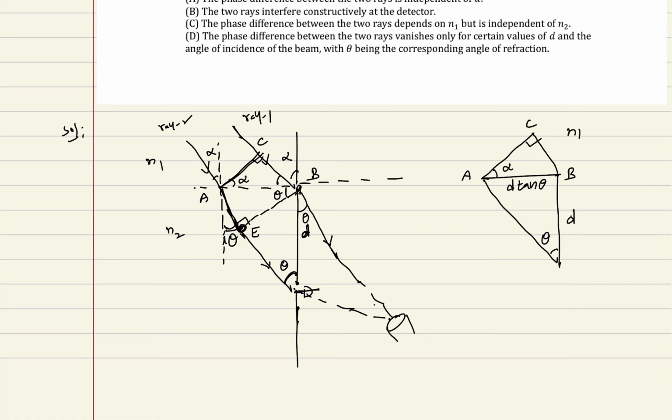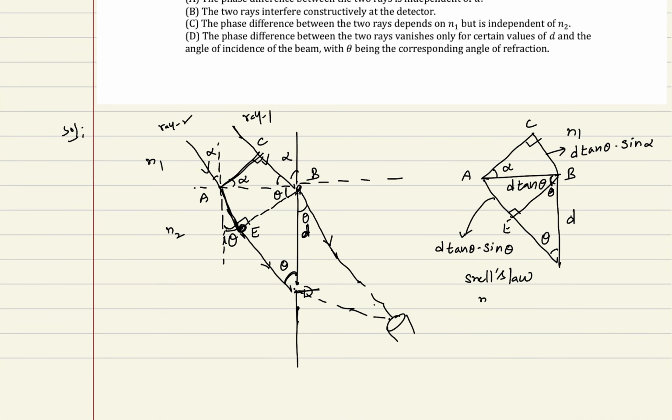Now we want this distance CB in the N1 medium. It is making angle alpha. This CB value can be written as D tan theta into sine alpha. Now we want this also. Observe this carefully. This angle is theta. If this angle is theta, now you can write the AE value as D tan theta into sine theta.